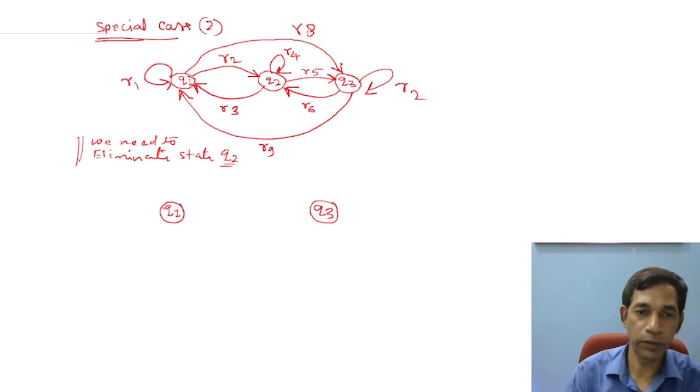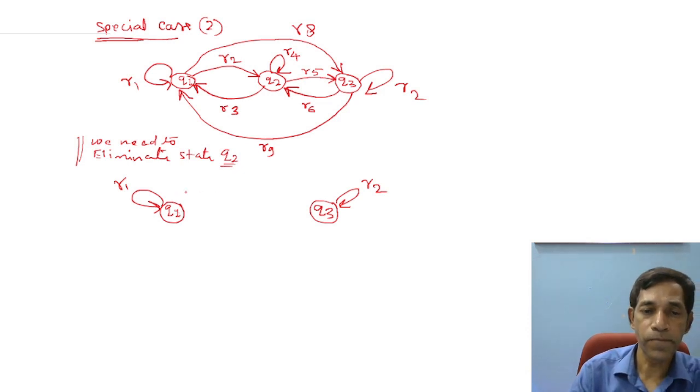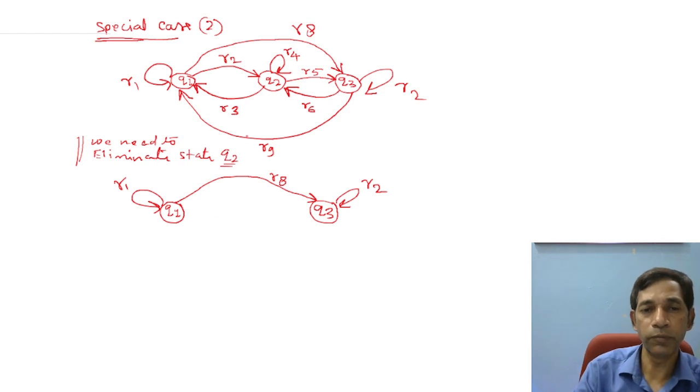So you have Q1, and from Q1 we have one loop here, which is the regular expression R1, and from Q3 also we have the loop for the regular expression R2. Now if you want to eliminate the state Q2, see what you need to do. One thing is that you have the direct path from Q1 to Q3, so it's okay. So you just draw the path. And what is the regular expression? Regular expression is R8.